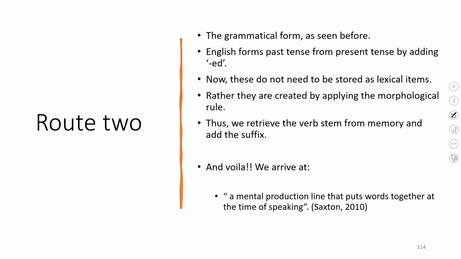Grammatical form as in there are rules of forming past tense in the English language, forming present continuous tense in the English language and so on. So, these are rules that you already have. Now, if you want to arrive at a particular tense marking or particular aspect marking or whatever, then you just apply the rule to that root form. As a result, these are not stored as lexical items. You do not need to store them basically. They are created by applying the morphological rule on the root word.